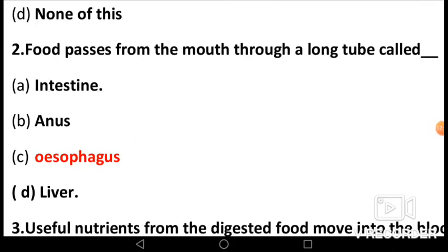Second is, food passes from the mouth through a long tube called, the options are A intestine, option B anus, option C esophagus and option D liver. The answer is C esophagus, because it is located in the throat and it is placed near the windpipe. After food is broken down in the mouth, this broken down food passes through this food pipe.